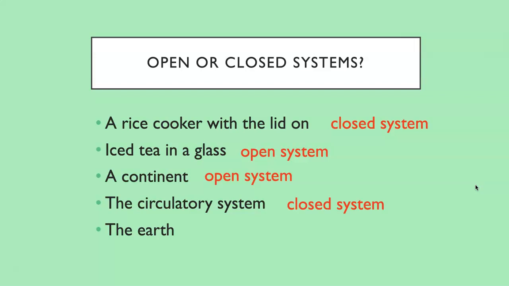The earth is a tricky one. What do you think about the earth? Well, things can come from outer space and land on Earth, like meteors, right? And we send things out like satellites and astronauts. So I think Earth has to be thought of as an open system.